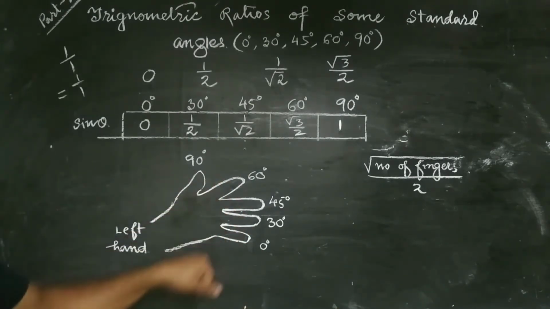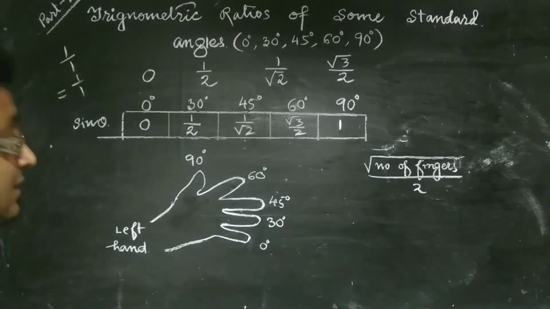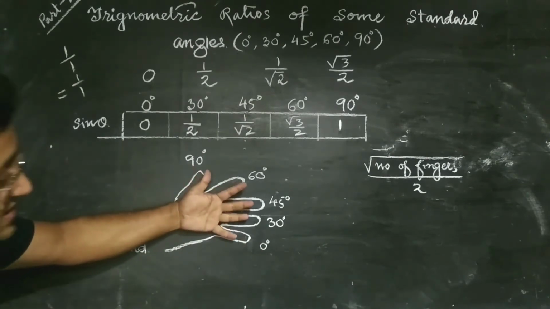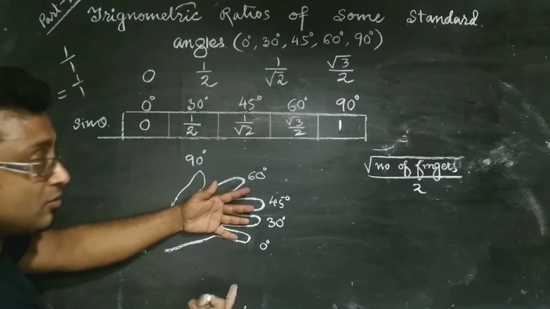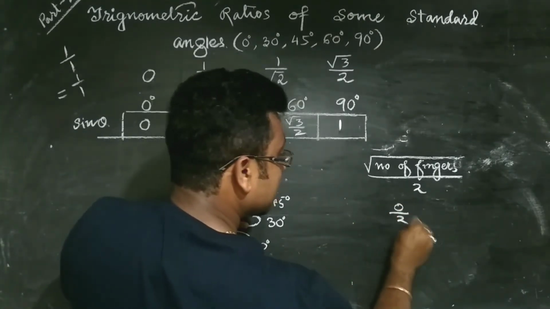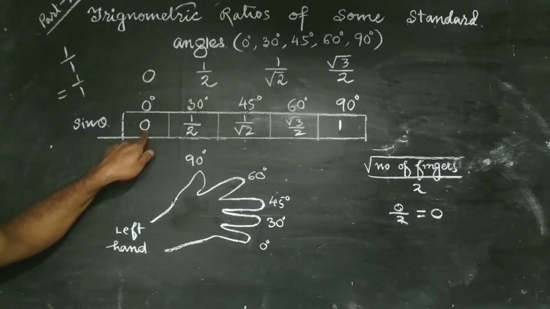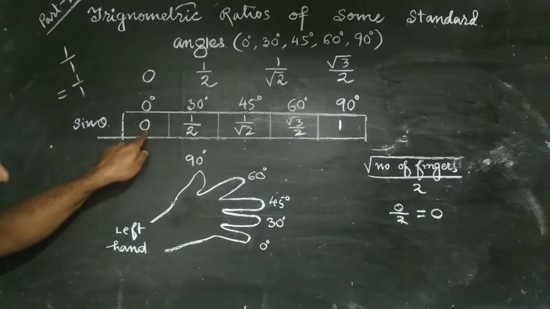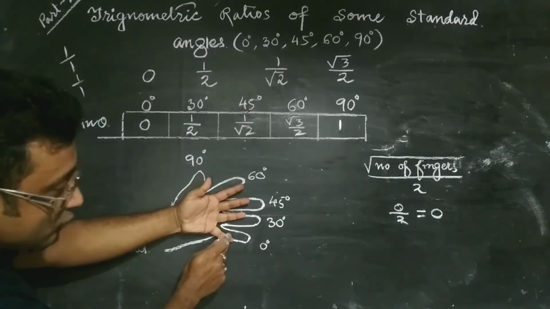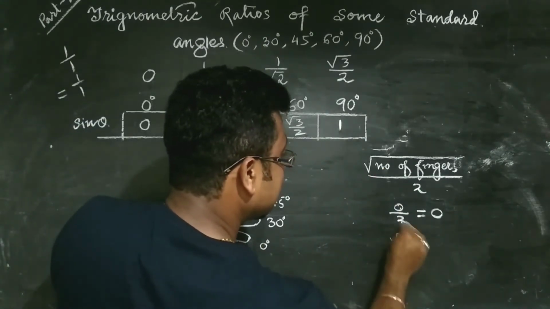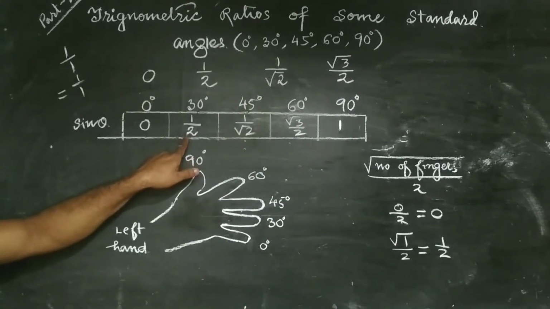Fine. Now you have to remember just this one, root over number of fingers by 2. Now 0 degree यहाँ पे है. 0 का नीचे कितना सारा fingers है? How many fingers are there below this little finger? No. So 0 by 2. 0 by 2 क्या होता है? 0. 0 आ गया. 0 यहाँ पे 0. Fine. Now next one, just see this one. This one is 30. How many fingers are there? 1. So यहाँ पे root over 1 by 2. Root over 1 is 1. 1 by 2. देखो आ गया. 1 by 2 मिल गया है.